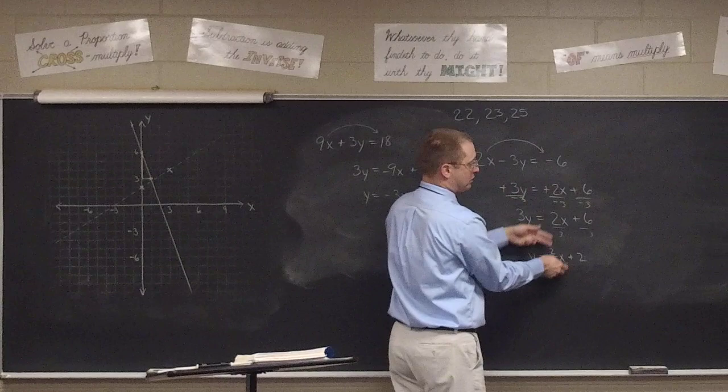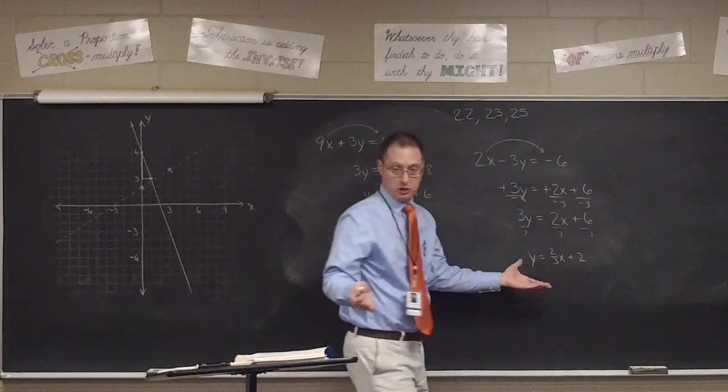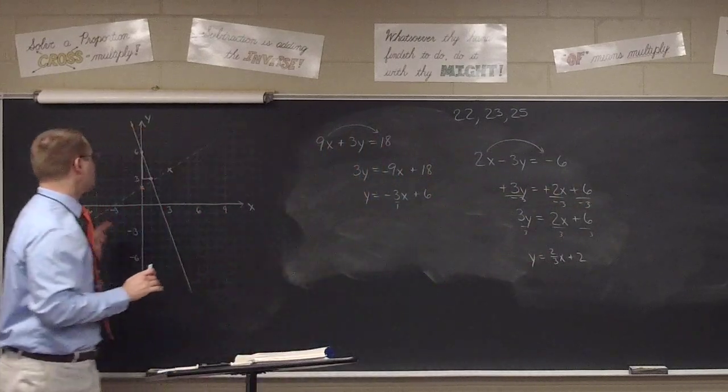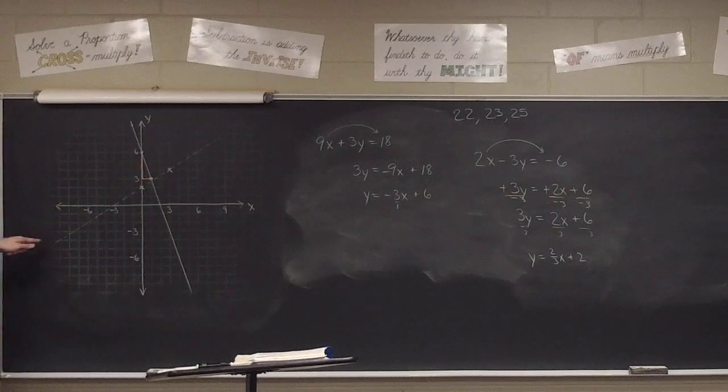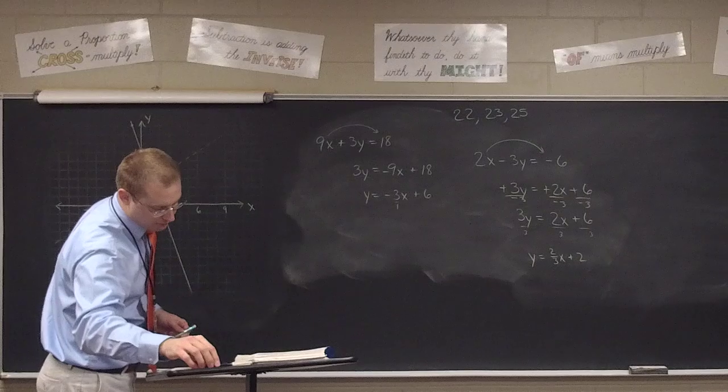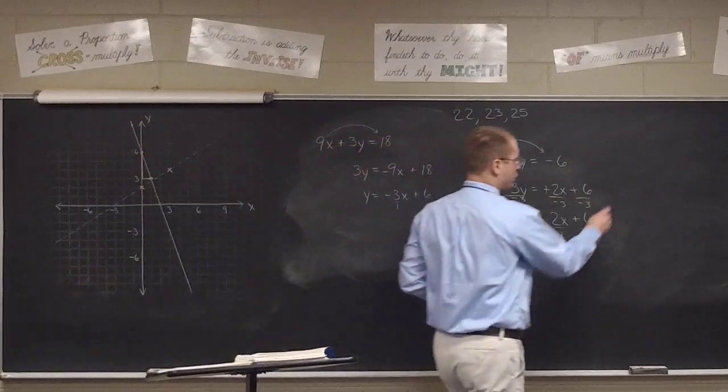Negatives would have canceled to give us 2/3. Negative and negative would have given us positive 2. Okay, so a couple options there. Do we get this line here for number 23?